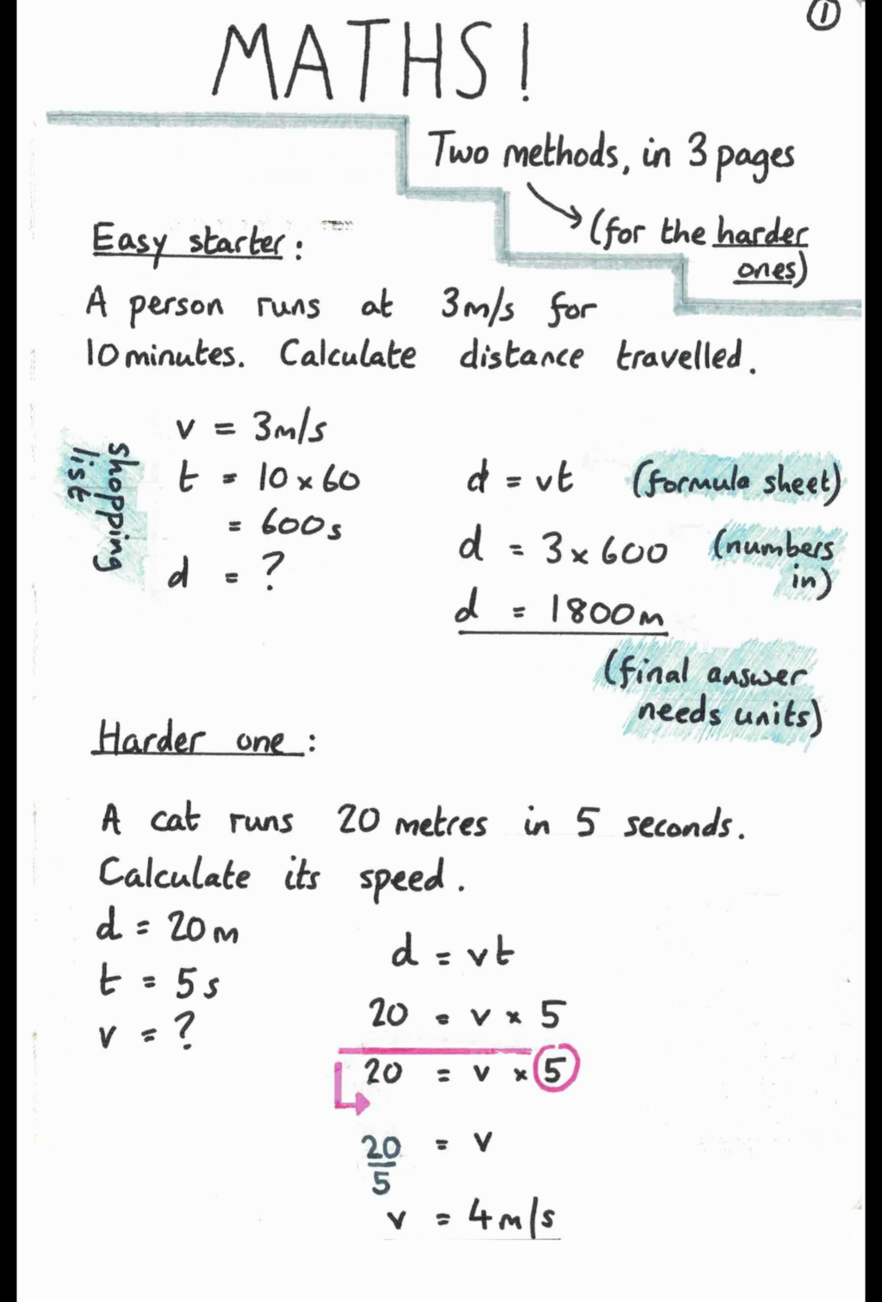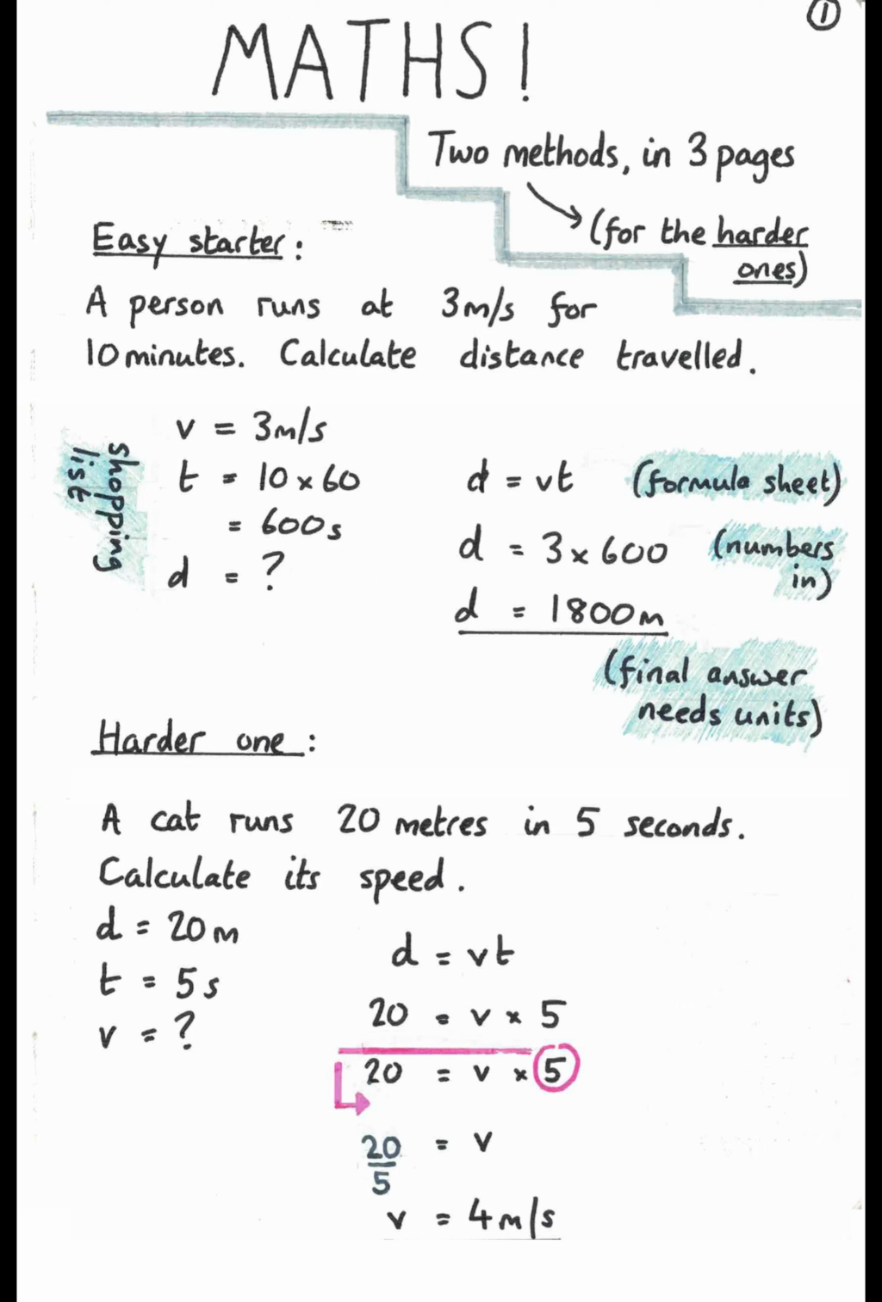If a cat runs 20 meters in 5 seconds, and we want to calculate its speed, we start out by doing the shopping list and writing out the formula and putting the numbers in as usual. The first method is more of an algebra method. We want, in this case, v by itself. So we grab the 5 and move it to the other side.